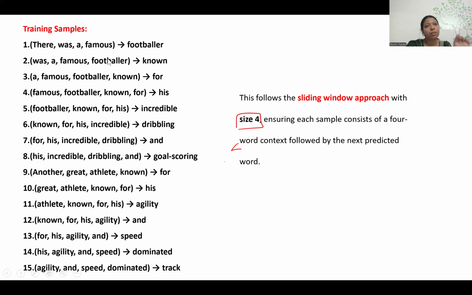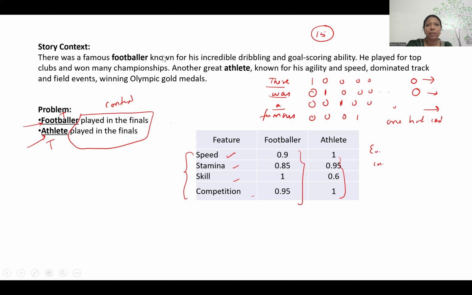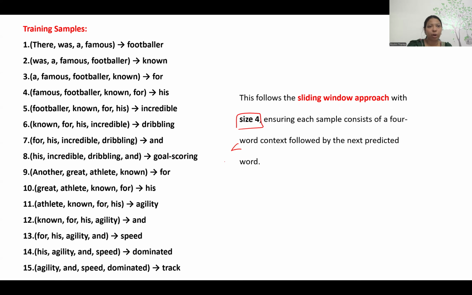If "there was a famous", what will be the next word? Footballer. Then it will take "was a famous footballer", and what will be the next word? "Known" is the target word. What is the context? "Was a famous footballer". Since I have taken the window size as 4, it will take 4 words and train. So this is the set of context words, the given context.